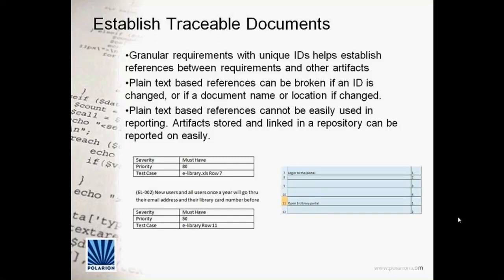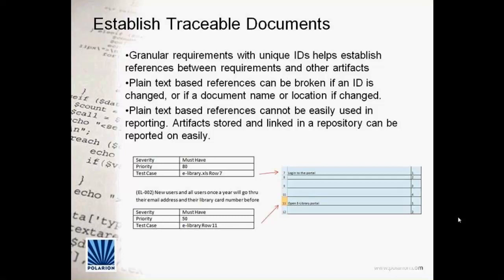The most important aspect to traceability is having granular requirements and granular test cases with unique IDs. Having some way to uniquely identify every single artifact within your system is of the utmost importance. That way, you can do something. If you're just using a document-based system, you could say that eLibrary requirement EL002 is verified by eLibrary.xls row 11, or you could have some other identifying ID within it that doesn't change. Row ID is probably a good example of a bad way to do it, because row IDs will change if you add steps or add test cases.